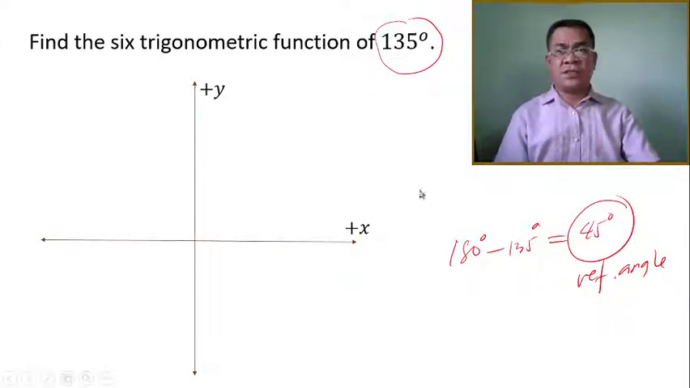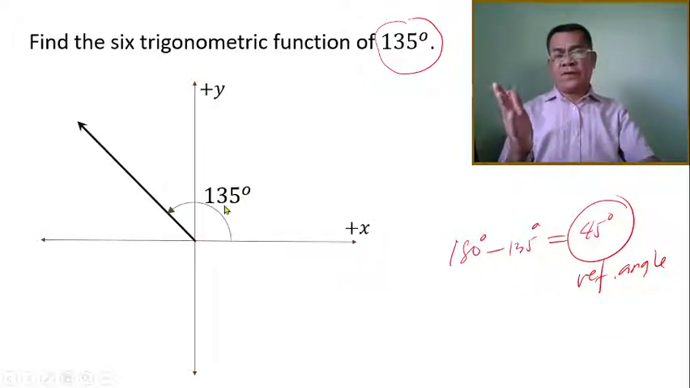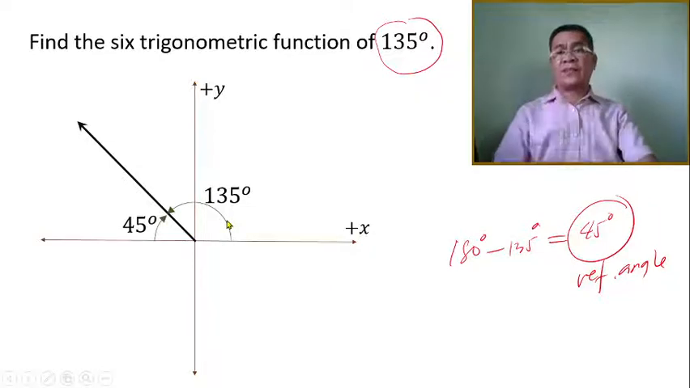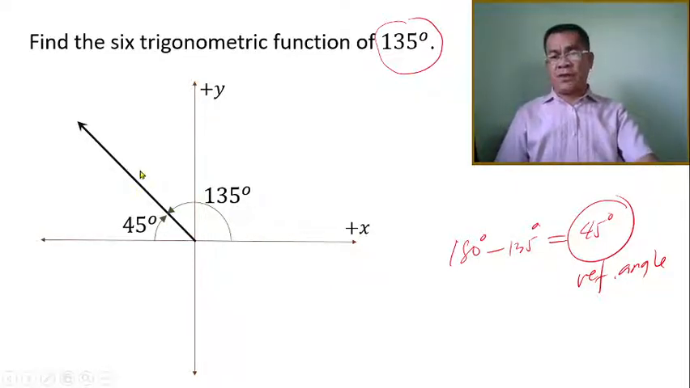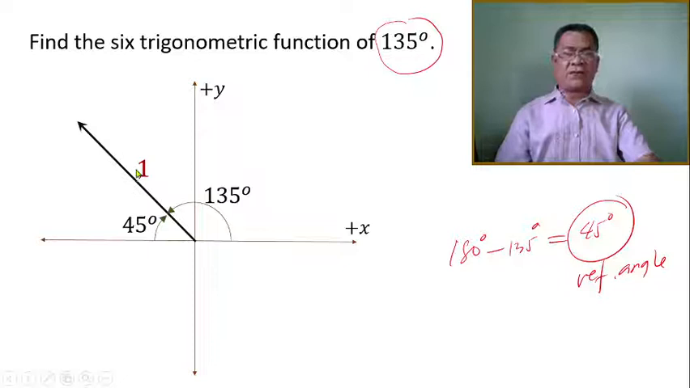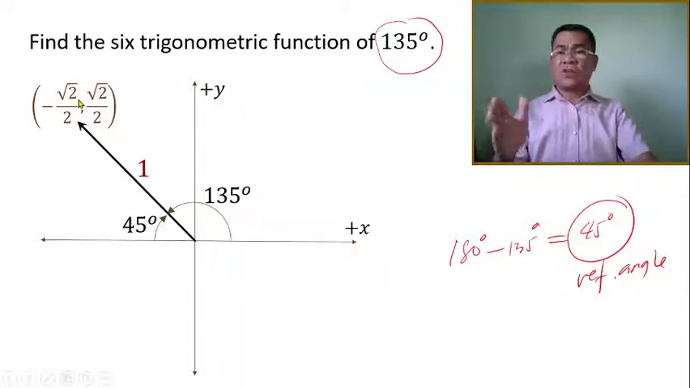In this case, the 135 degrees is located in the second quadrant with a reference angle of 45 degrees. Since it's 45, we can assign this as the 1 unit radius, so we can apply the principle of the unit circle. And it has the coordinate of negative square root of 2 over 2 and square root of 2 over 2.